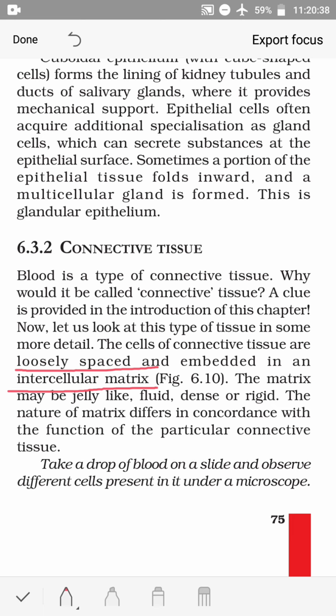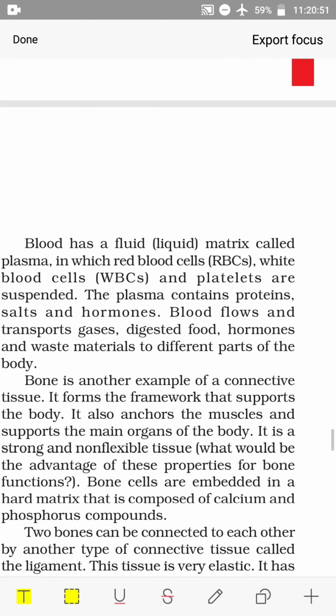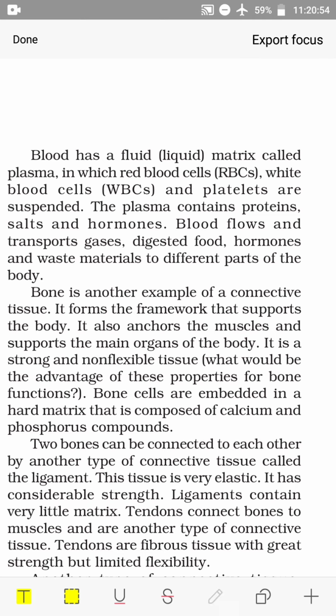The matrix may be jelly-like, fluid, dense or rigid depending on what type of function it performs. Blood has a fluid matrix called plasma in which blood cells are embedded. Blood cells are of three types: red blood cells, white blood cells and platelets. The plasma contains proteins, salts and hormones.